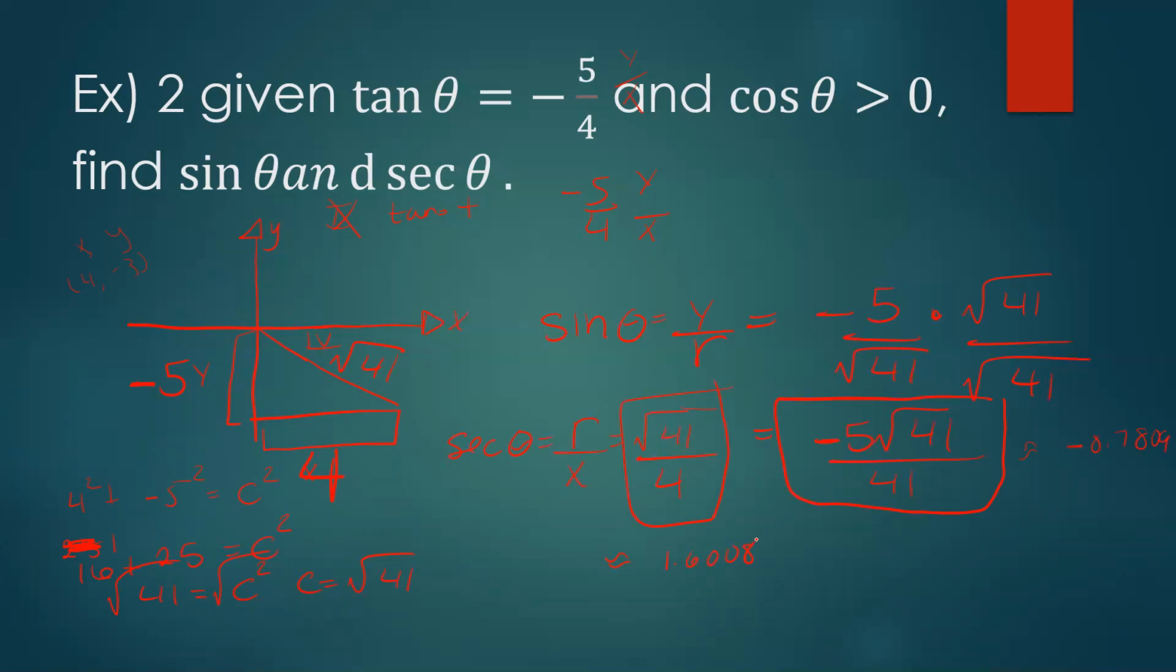So all you have to remember is use what you have, use what they give us, and then you have to draw the triangle. We know that cosine is positive in quadrants 1 and 4, and we're only using quadrant 4 because tan is negative. Okay, that was example 2. Let's do example 3.